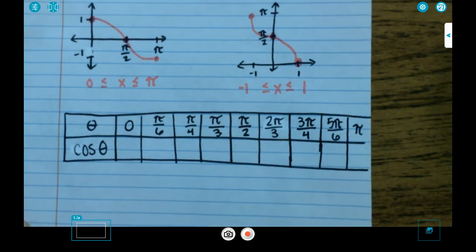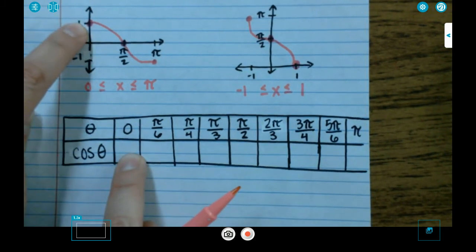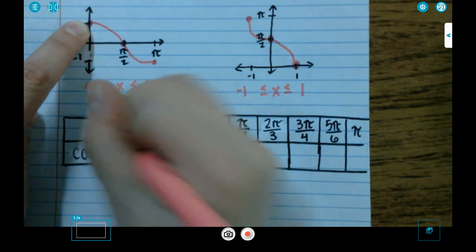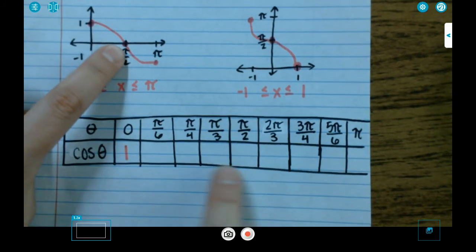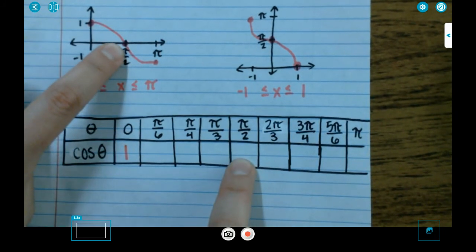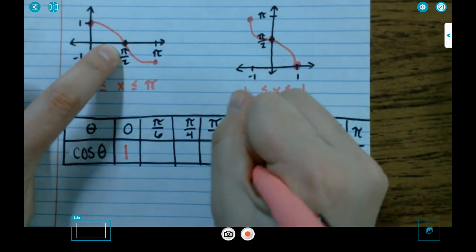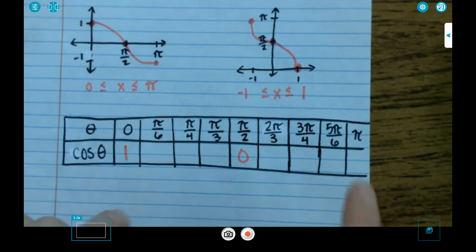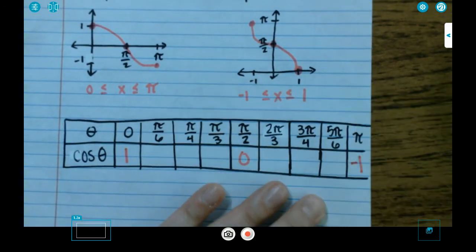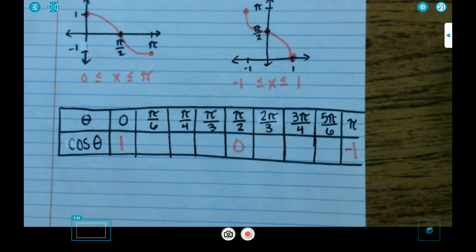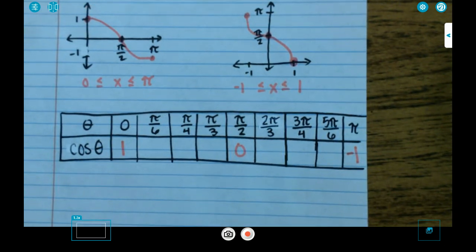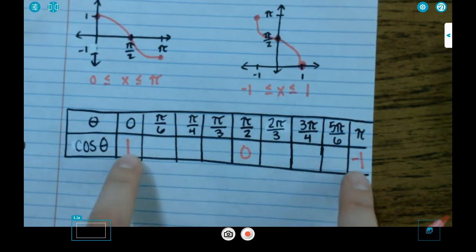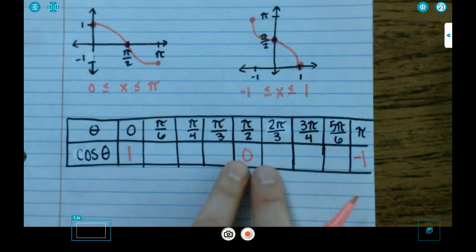Okay. We know that cosine of 0 is 1 from right here. We know that cosine of pi over 2 is 0 from right here. And we know that cosine of pi is negative 1 from right here. And then it might be easiest for us to go up from 0 to positive 1 and down to negative 1.